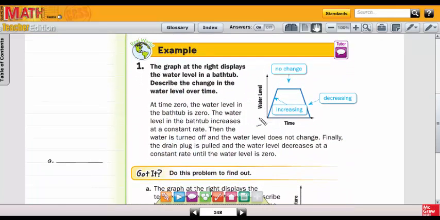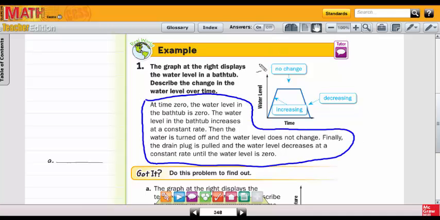For example number 1, it says the graph at the right displays the water level in a bathtub. Describe the change in the water level over time. So you can read this on your own, that's fine, but I'm going to just go through this by using the graph here. First of all, you can see that we have water level here, so the higher the value, the higher the level of water in the bathtub, and then of course on the x-axis we have time. So as time goes along, you can see that there's more and more water in the bathtub.